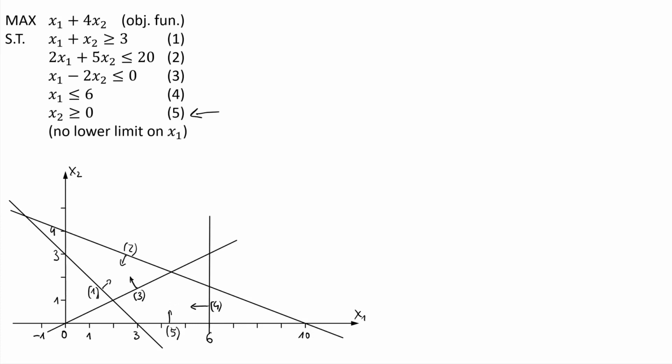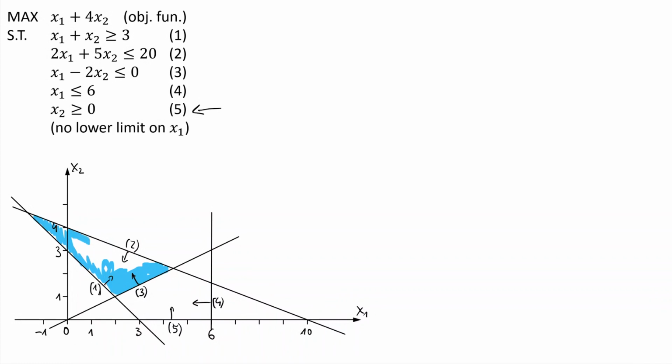So we have all 5 constraints, and notice if you take the common set for constraints 1, 2, and 3, you will obtain this triangle, somewhere like this. Within 1, 2, and 3, these are the feasible points. So this triangle, including the boundary, is the feasible region for constraints 1, 2, 3.